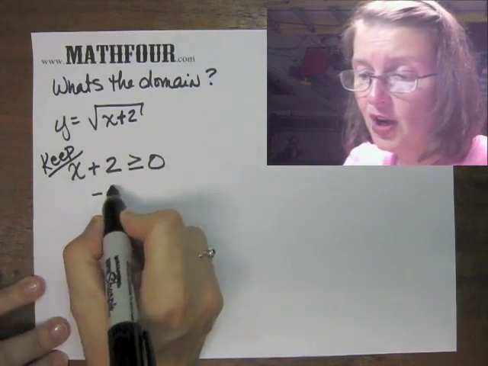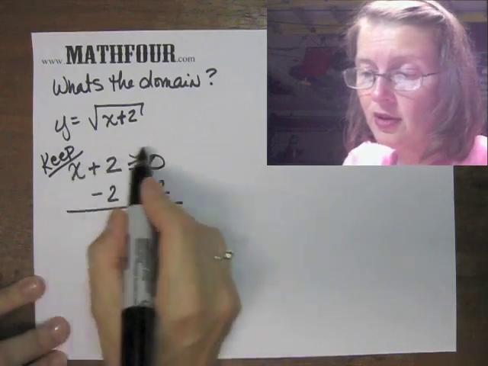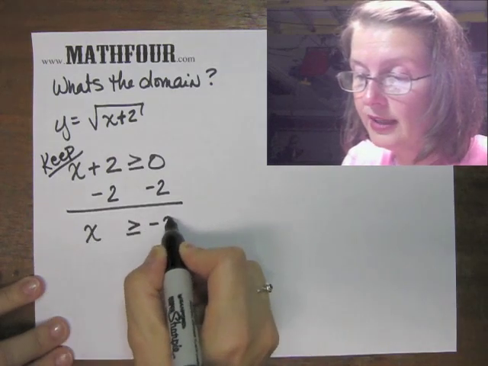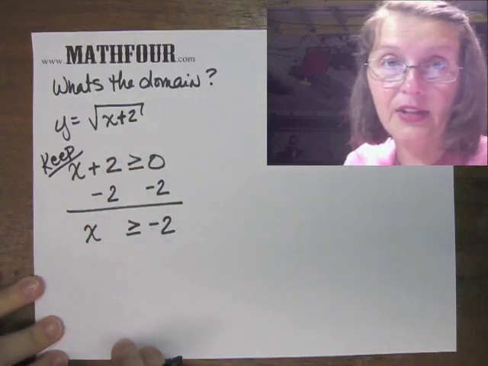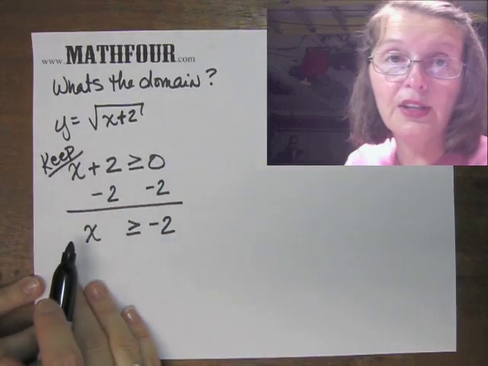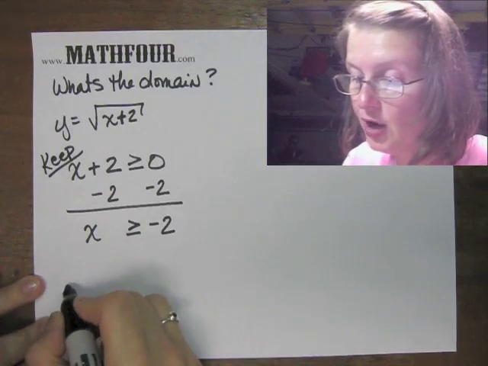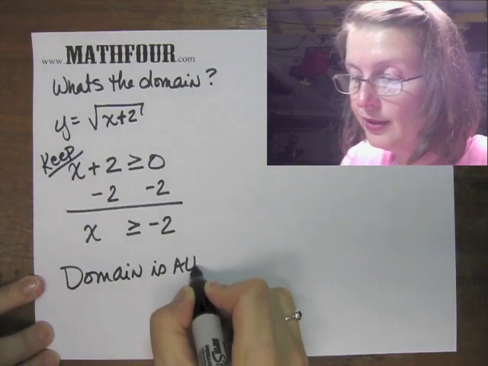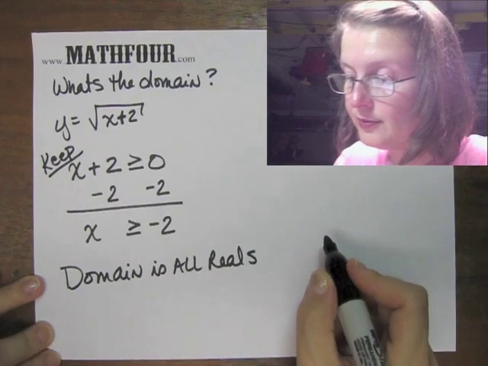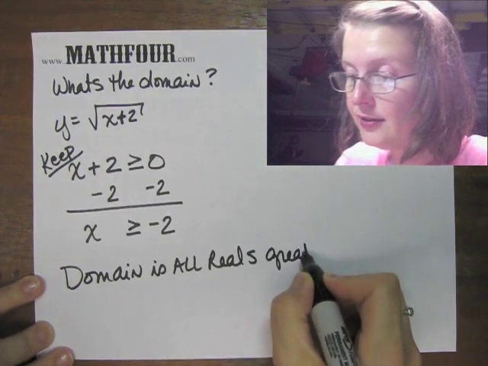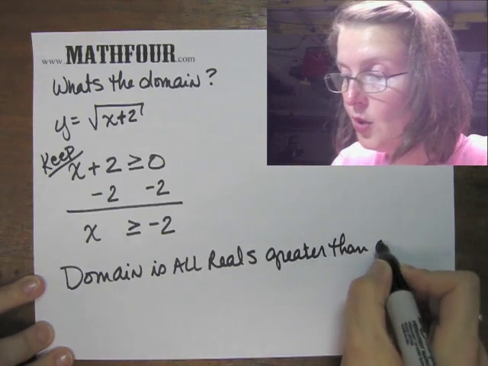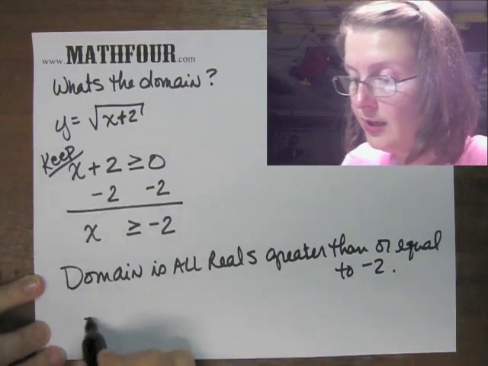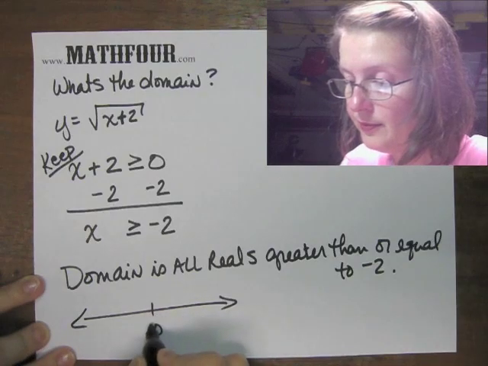So now we have to solve for this inequality. And remember all the inequality rules. Luckily, we don't have to do any flipping of the gator mouth in this case, but do all the rules if that applies. So our domain is all reals greater than or equal to -2. Likewise, we can draw this on a number line.